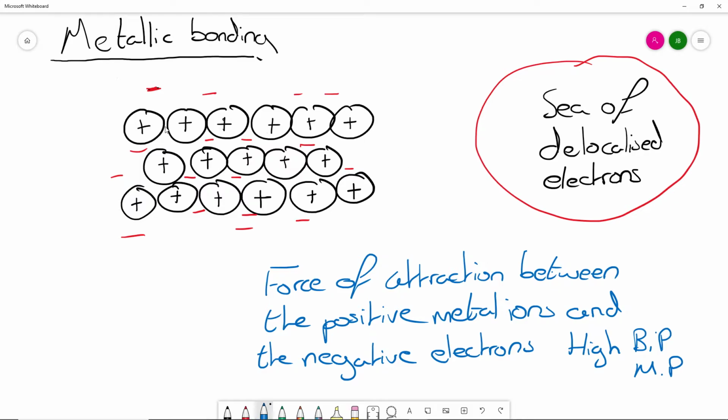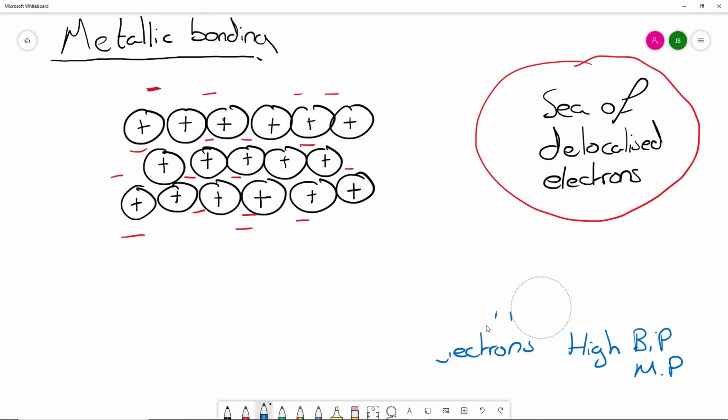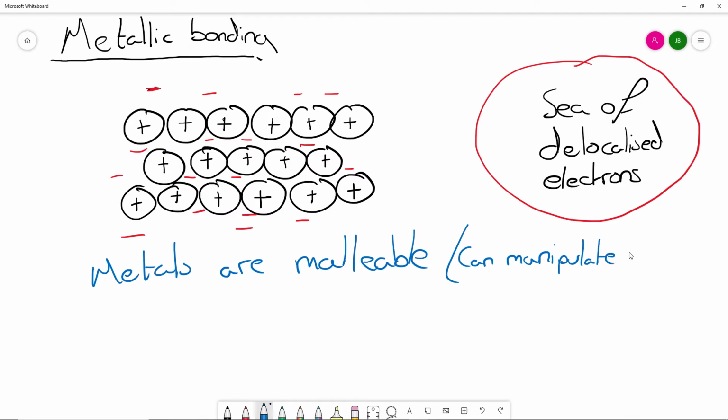Now, as you notice, they are arranged in layers. And that is an important feature of pure metals, and we're going to talk about impure ones in a bit. So the important feature of pure ones is that they are arranged in nice layers, and this means their metals are malleable. And what malleable literally means is can manipulate shape. We can bend it effectively. We can bend metals to however we want.